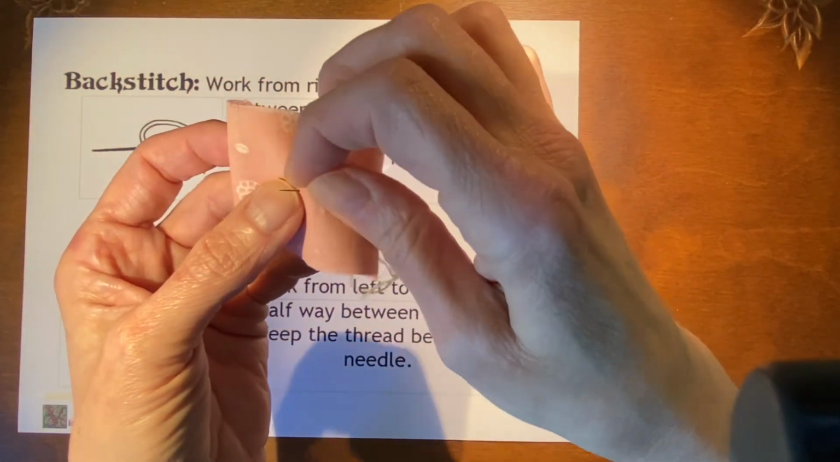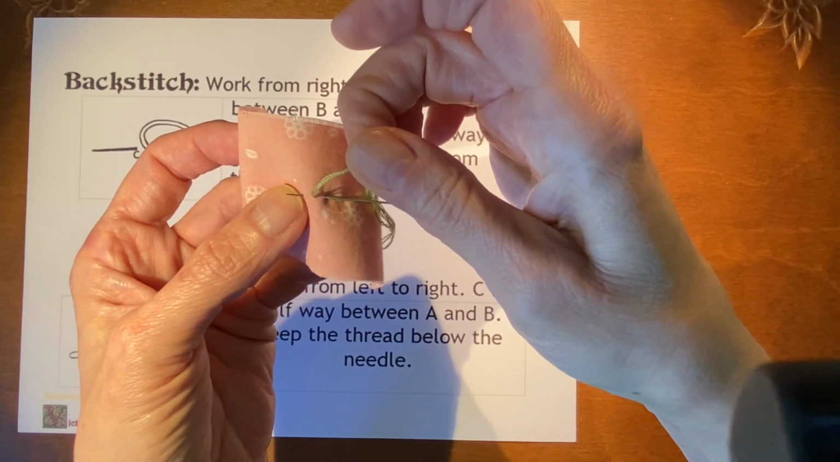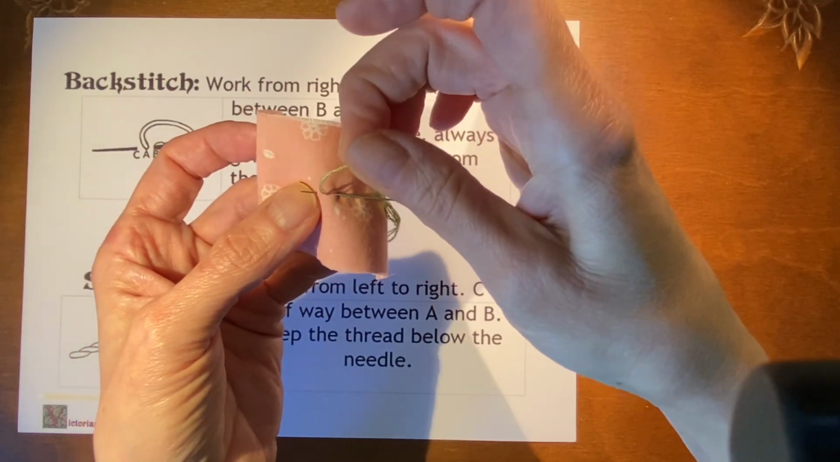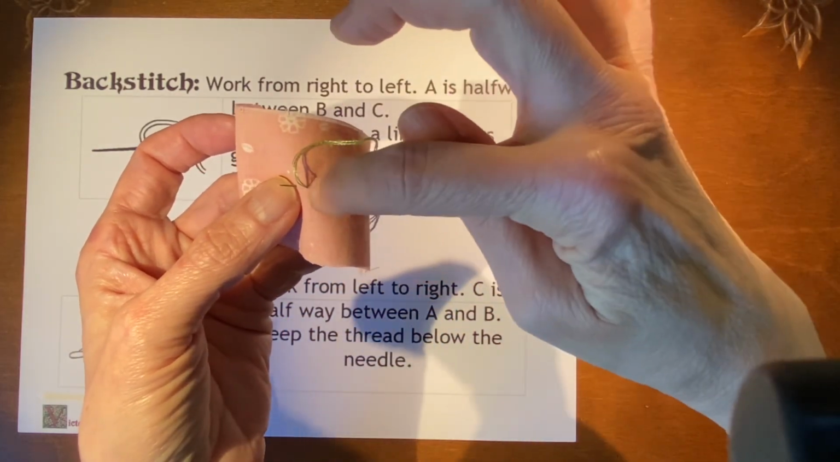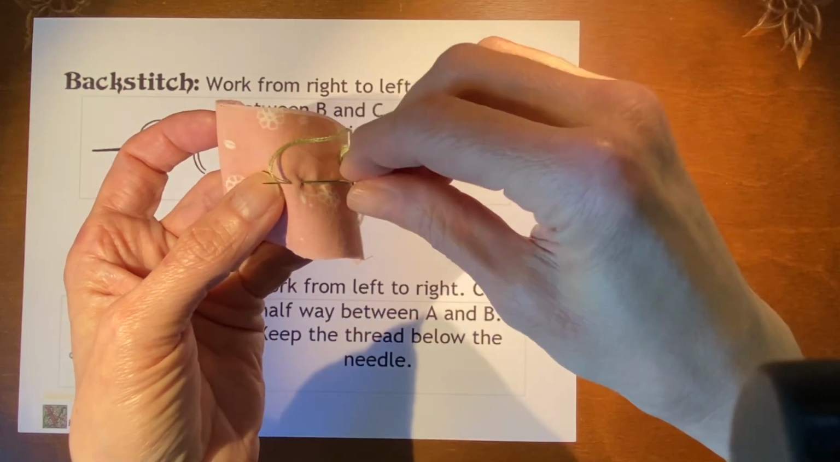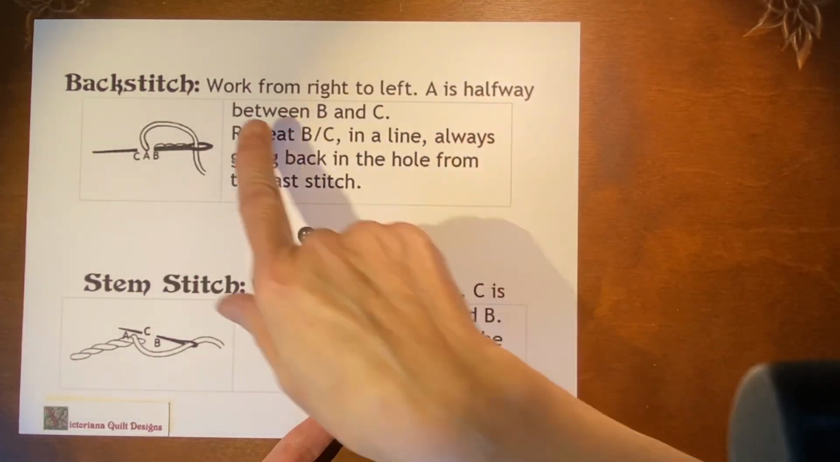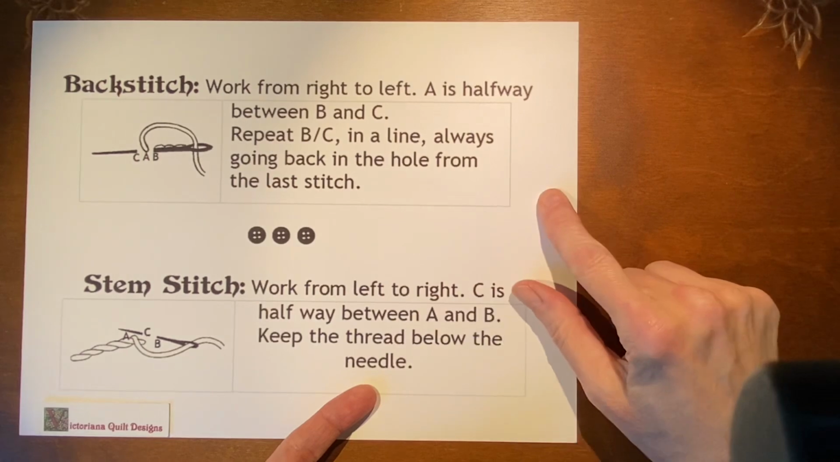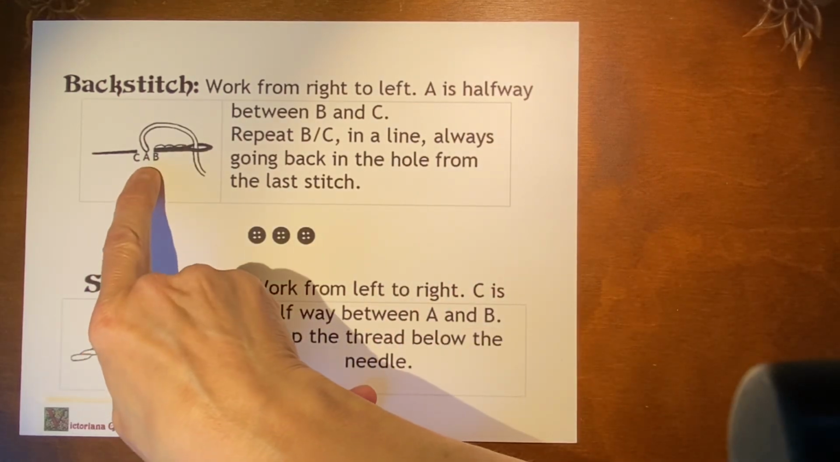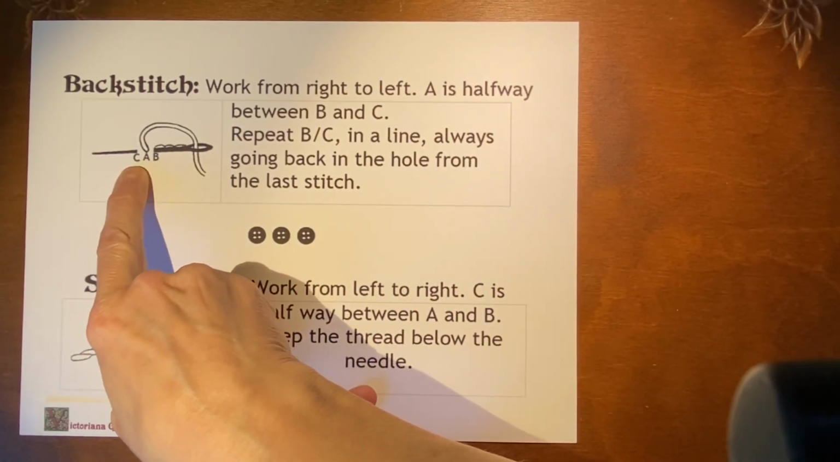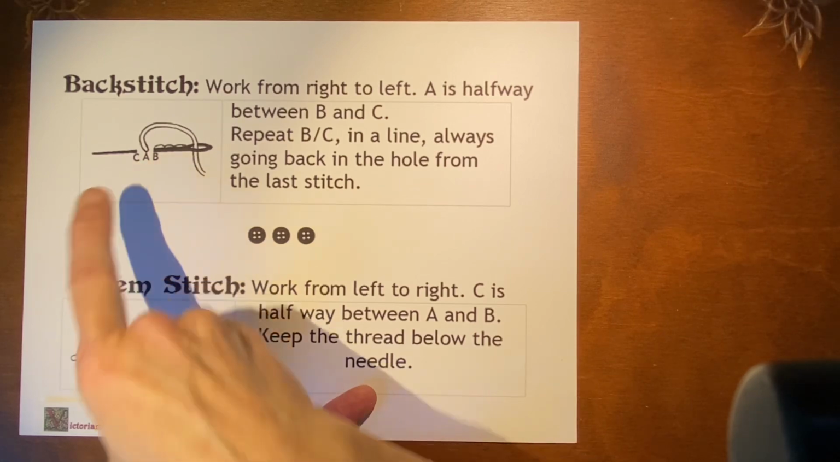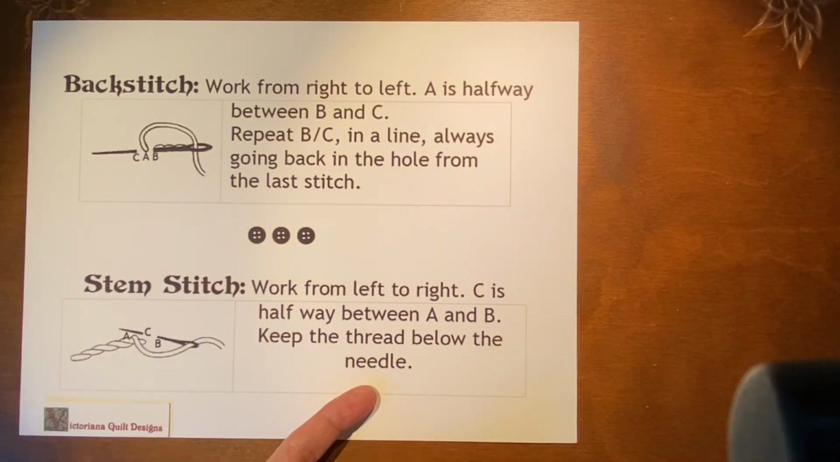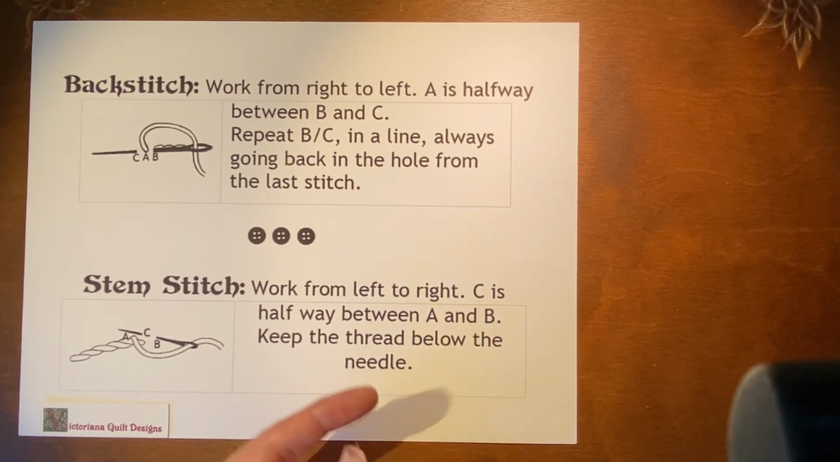The thread where you came out is in the middle of where your needle goes in and where it comes out. I'm not describing this very well. This is the best way to describe it. You work from right to left. A is halfway between B and C, and you repeat B and C in a line, always going back in the hole from the last stitch, and that's why it's called the back stitch.